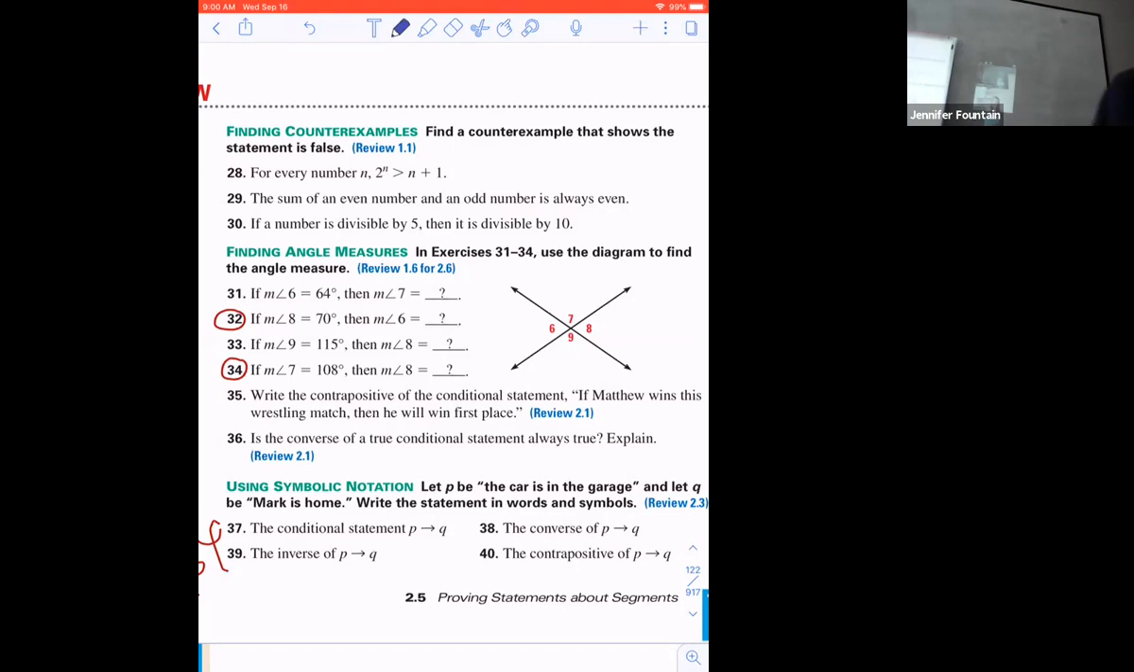Look at 34. The measure of angle 7 is 108 degrees. What is the measure of angle 8? They make a linear pair, and I know that a linear pair is equal to what? 180 degrees. So if I know that these two together are 180 degrees, I subtract one, and I can find the measure of the other. So 180 degrees minus 108 degrees equals 72 degrees. Very good. Any questions on those?